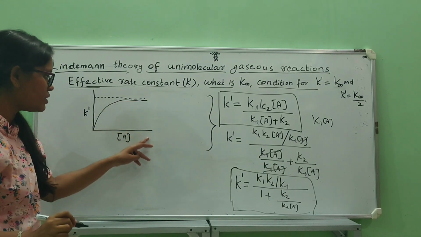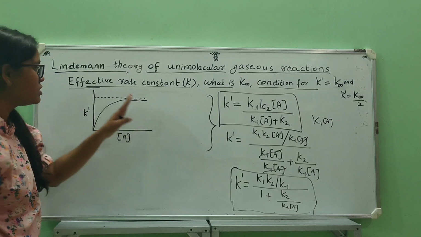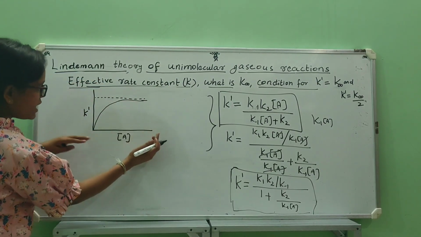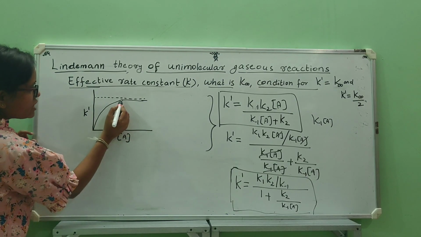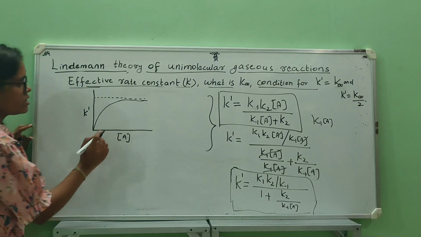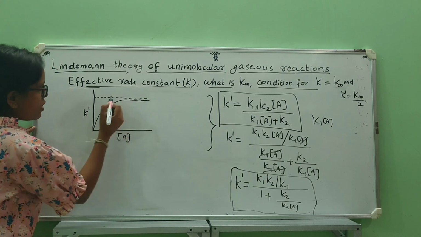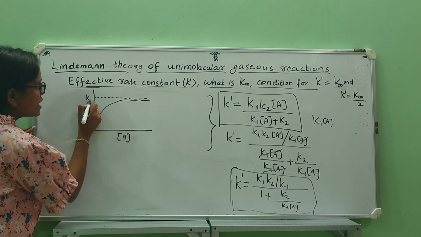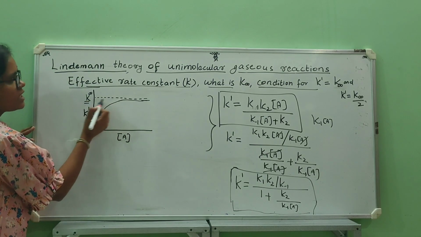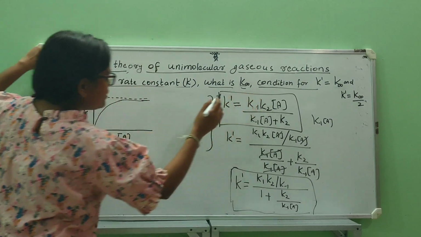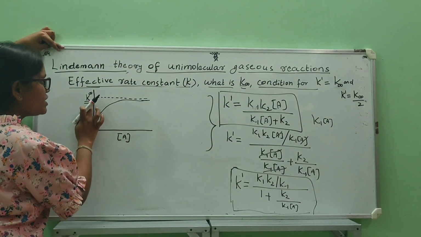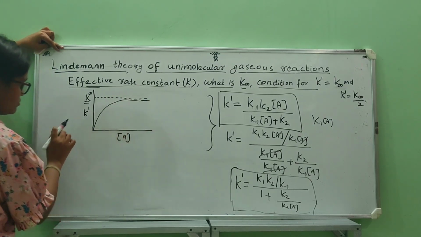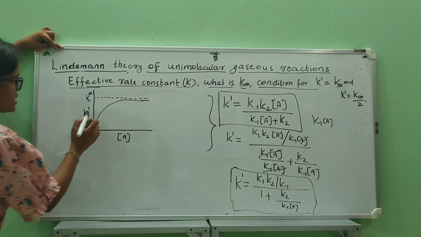So as we move to the higher concentration of gas or higher pressure, the effective rate constant becomes constant, and as you move to the low concentrations, the value of effective rate constant decreases. So now let us call this maximum value of effective rate constant at higher concentration as K infinity. So this is the K infinity. Okay. So K infinity is the maximum effective rate constant of a unimolecular gaseous reaction.